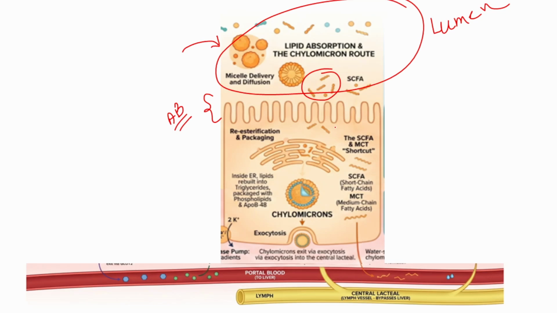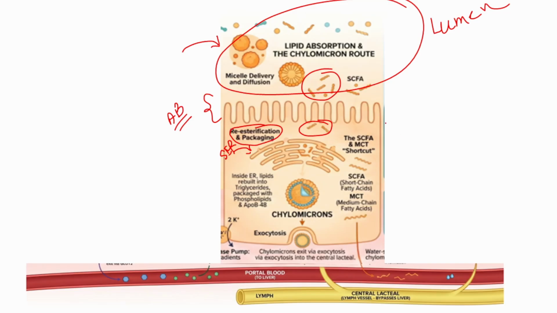Once inside the enterocyte, the free-floating lipids must be processed before they can be moved into the body's aqueous environment. We locate the smooth endoplasmic reticulum, or SER. This is the SER, the whole structure, and establish the process of re-esterification and packaging.